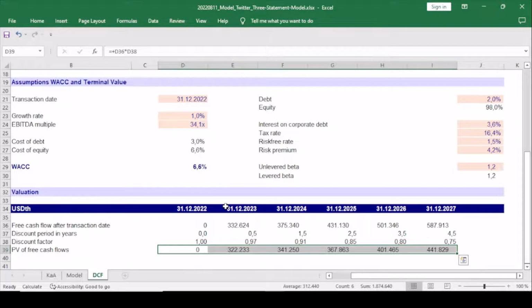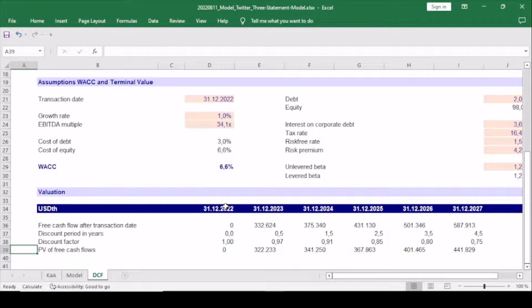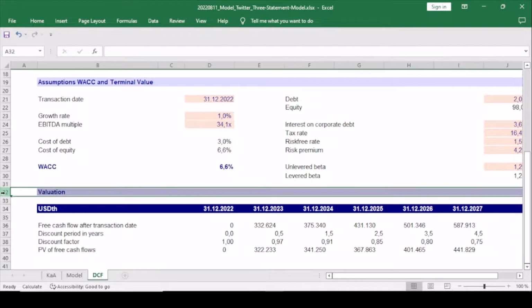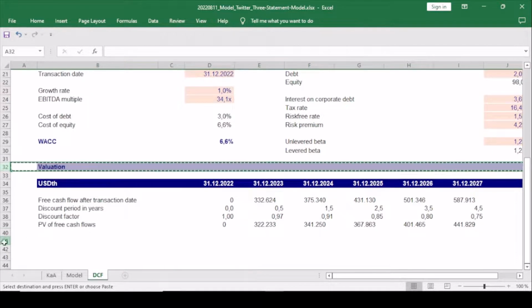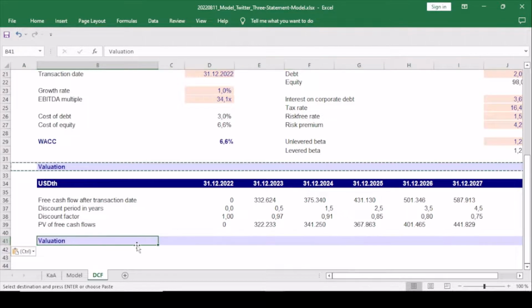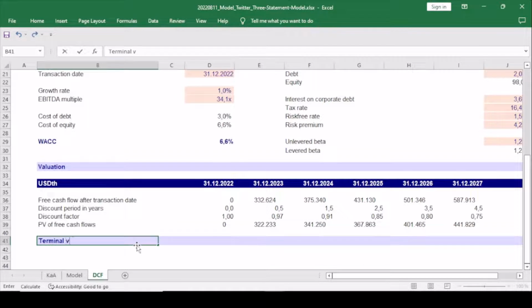So the last step to calculate our enterprise value is now the calculation of the terminal value. So we introduce two approaches, methodologies to arrive at the respective present value of terminal value. First, we use an EBITDA multiple.